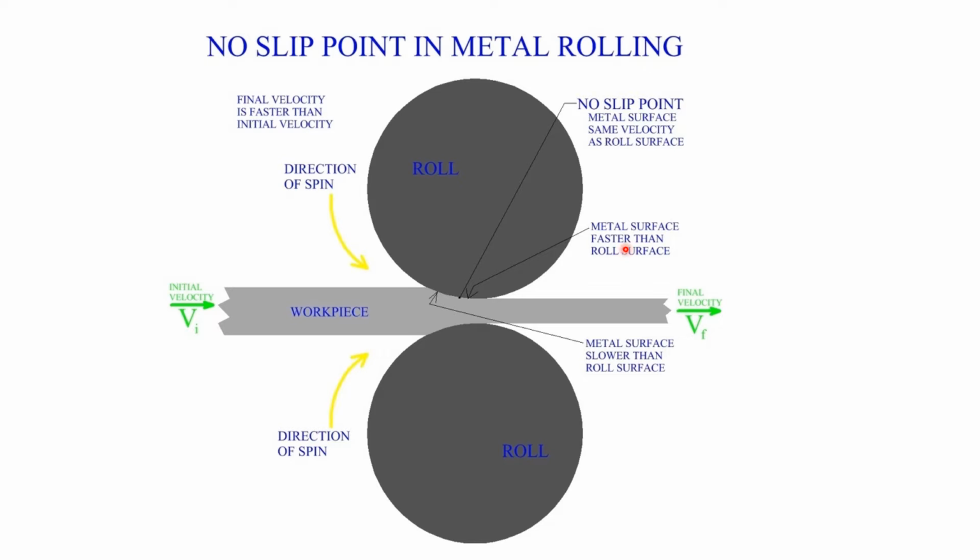It is assumed that there will be one point in the L area where there will be the no slip point, where the velocity of the work material and the velocity of the roll will be the same, so there will be no slip at this point. So here is what we have to know about the no slip point in metal rolling.